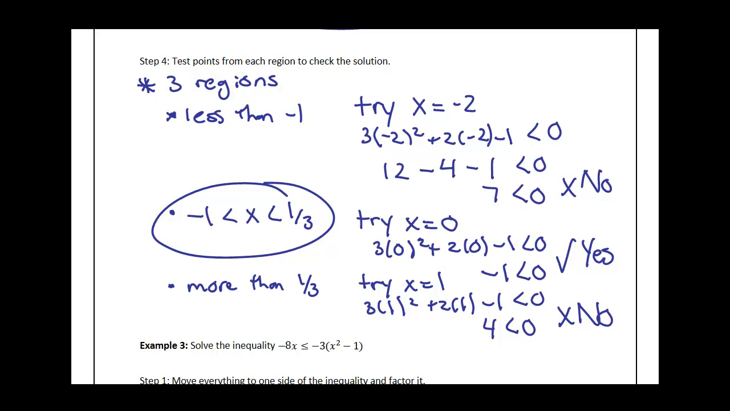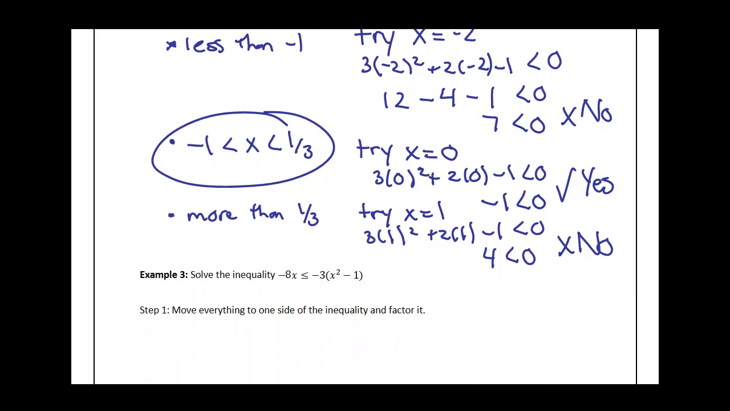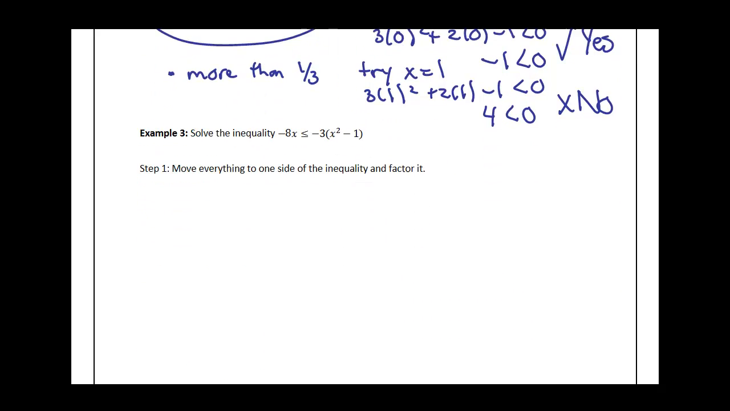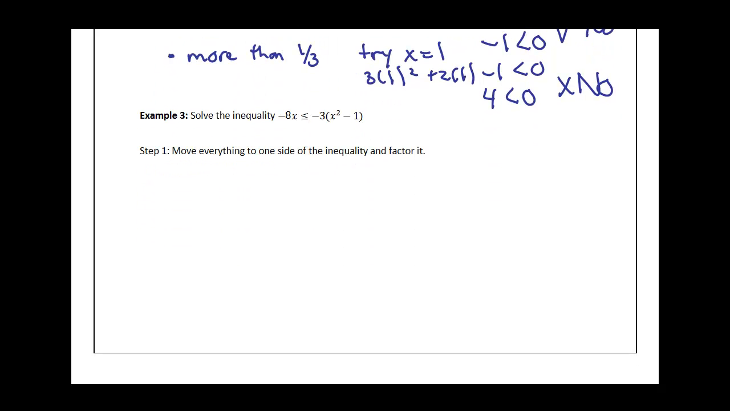Now let's do another example for extra practice, but I encourage you to go ahead and pause the video and try to work through it on your own and come back to the video for reference. So let's just do it. What do we got? Here we have -8x is less than or equal to -3 times x squared minus 1.